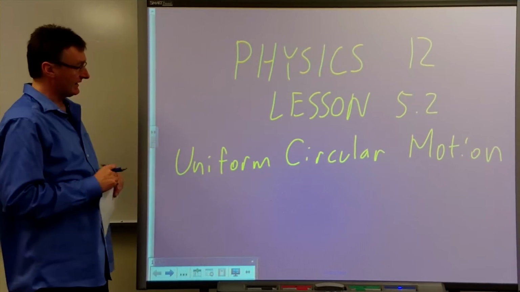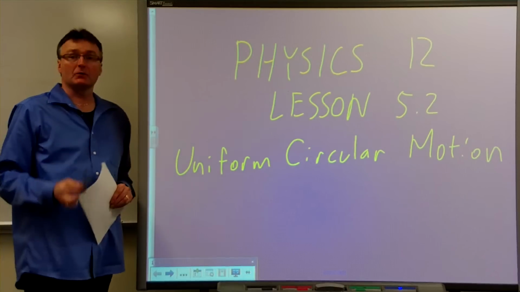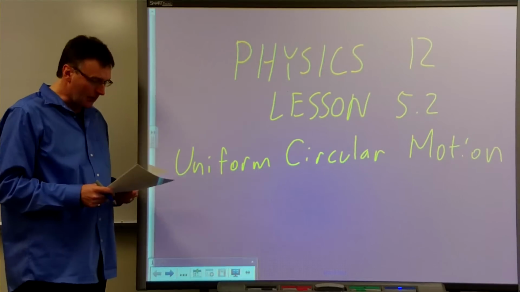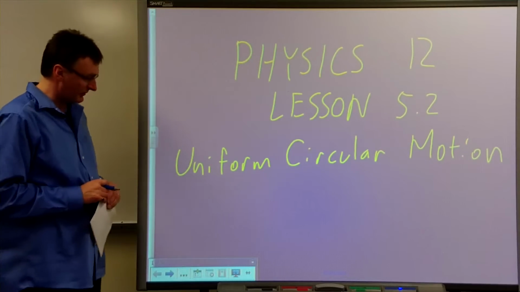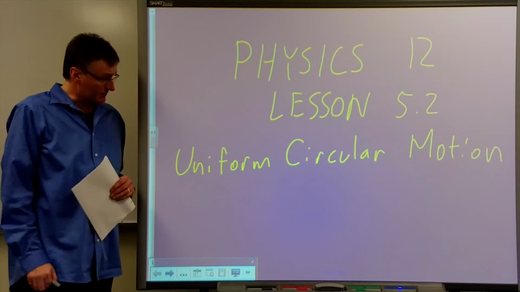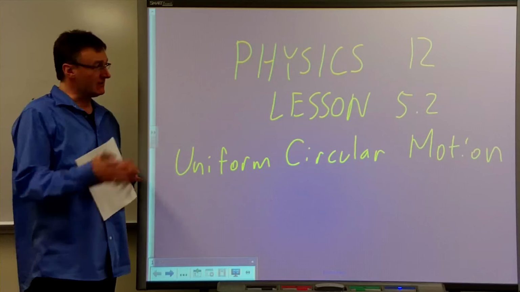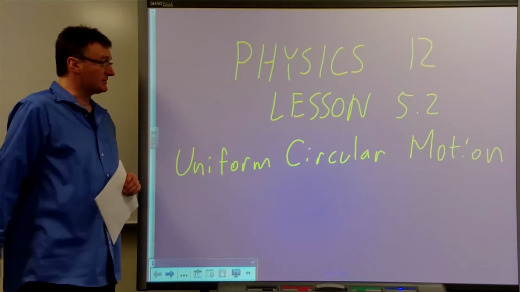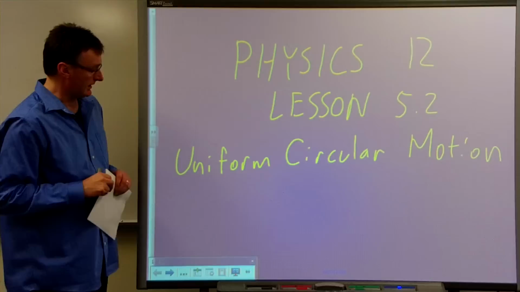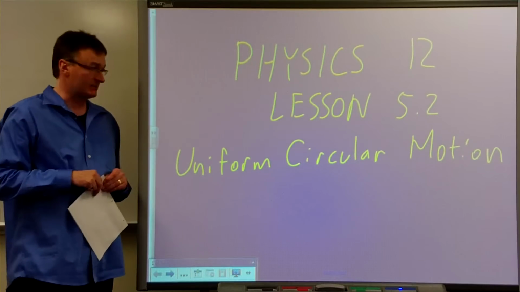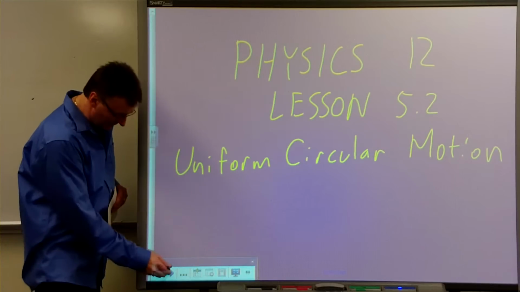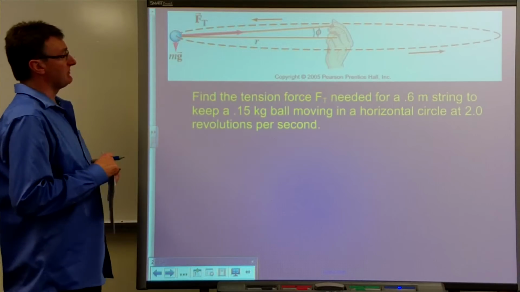Today we're looking at lesson 5.2. Again, we're looking at uniform circular motion in this lesson, and we're going to be looking at horizontal circles. What we'll do here is go through a couple of problems, and then you'll see exactly step by step how you solve problems with these kinds of concepts of uniform circular motion. So we'll look at some of the equations that we use and problem solving techniques.